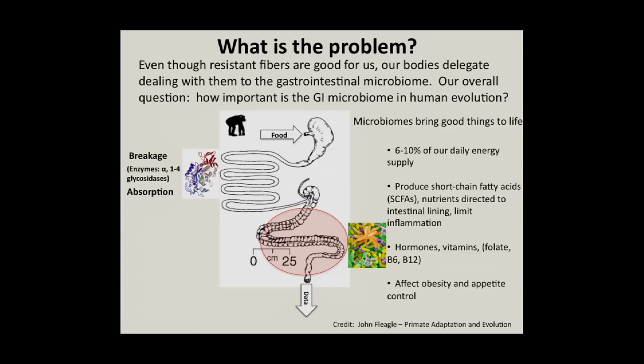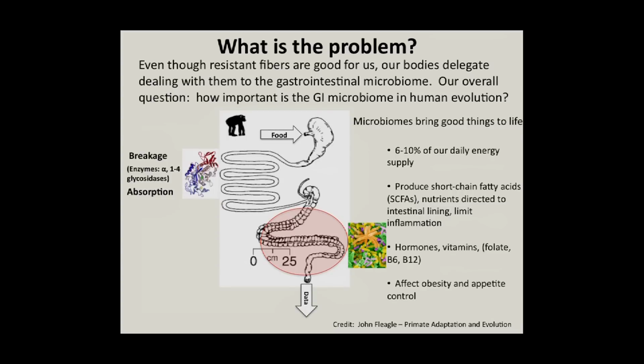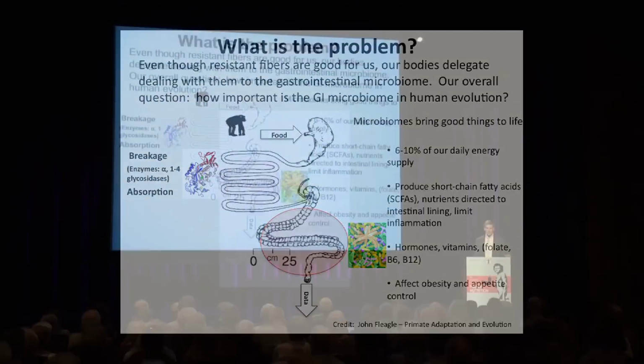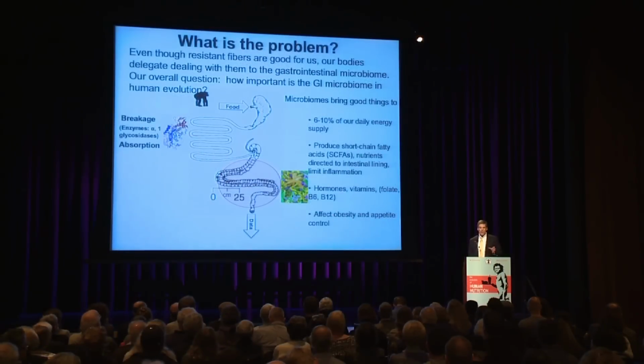Now, we think that microbiomes bring good things to life. Microbes supply about 6 to 10% of our daily energy supply. We think this is important, and our models of human evolution and thinking about nutrition need to account for what's probably a pretty substantial proportion of our daily energy supply. They also produce short-chain fatty acids. These are extremely important energy sources. They supply nutrients directly to the intestinal lining. So the cells on the inside of our large intestine don't actually receive a blood supply. They're on the microbes' energetic ledger. So again, thinking about expensive tissues, we're actually removing these particular tissues from our budget.